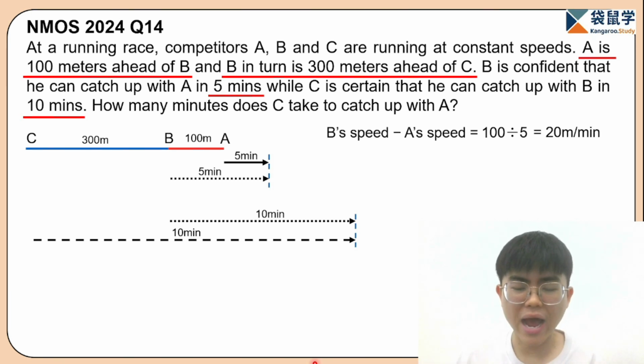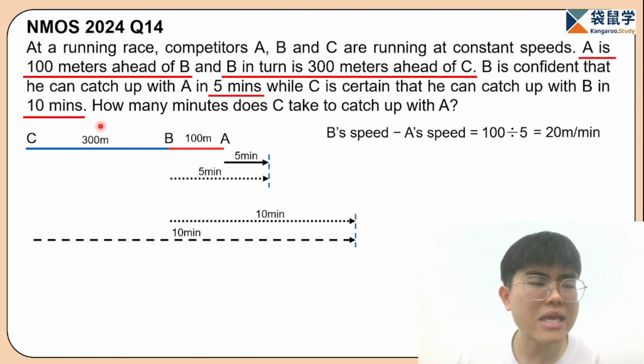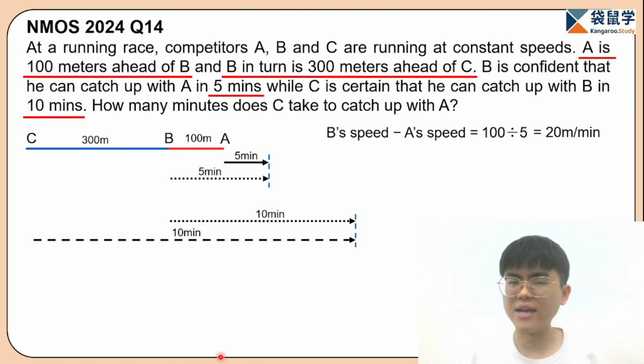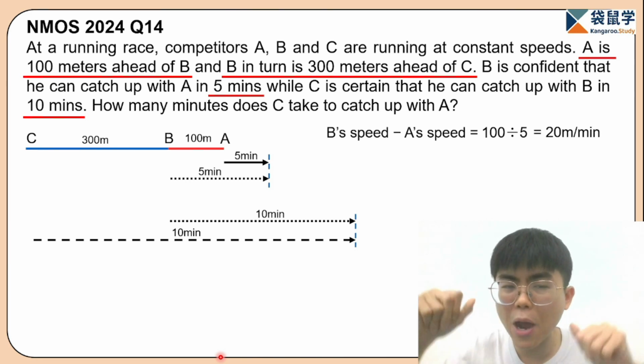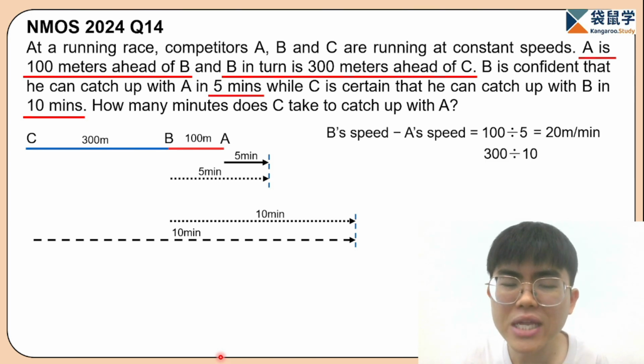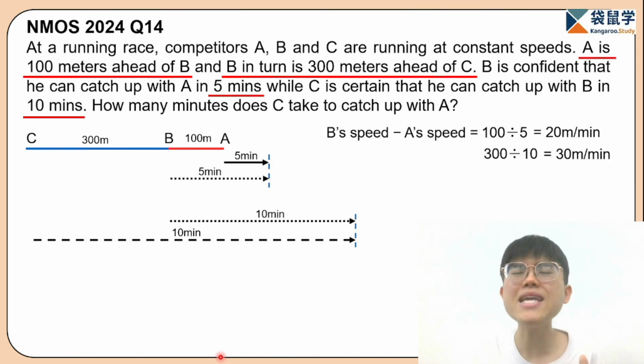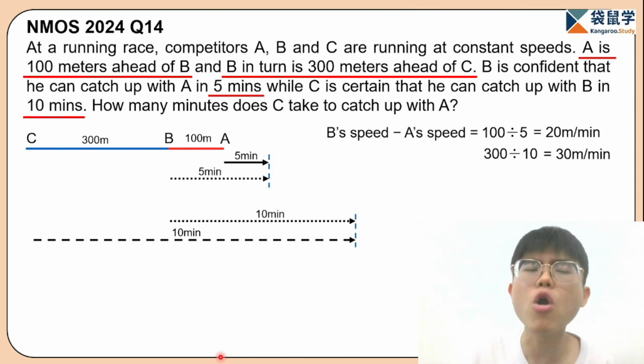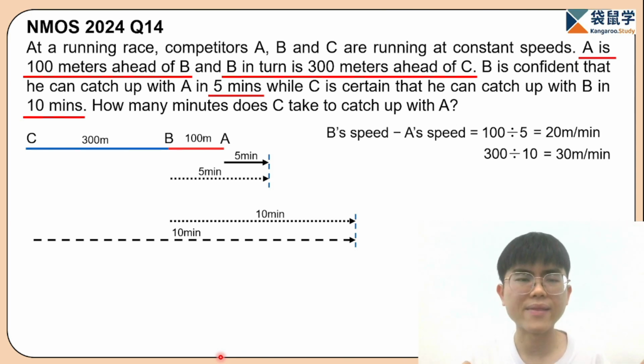It is 300 meters. Everyone, you see that this is the extra meter they have to travel by C. And again, in 1 minute, how many more meters will C have to travel as compared to B? How do we calculate that? It will just be 300 divided by 10, we will get 30 meters per minute. Which means that C will travel 30 meters more than B in 1 minute.